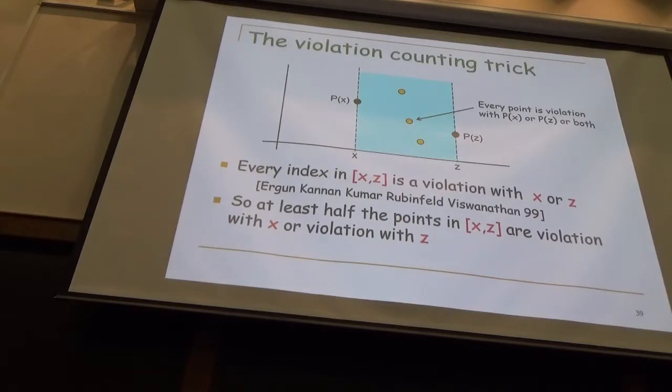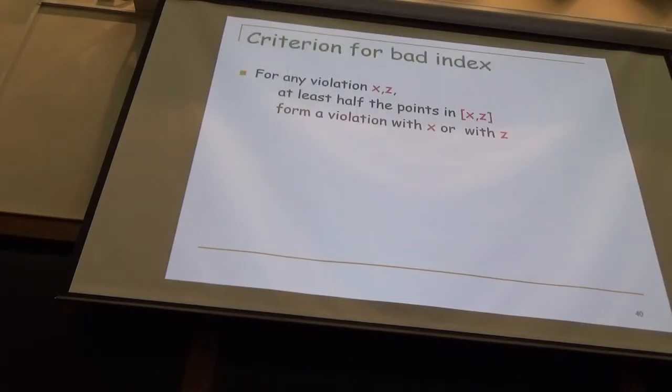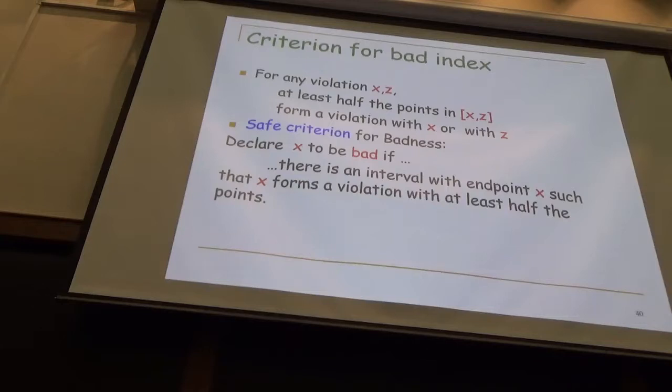I'm going to give you an inefficient algorithm, which is worse than looking at everything, but still gives you a hint. What I want is, for any violation XZ, at least half the points in XZ form a violation with X or Z. So a safe criterion for badness would be: declare X bad if there is an interval with endpoint X, such that X has a violation with at least half the points in that interval.